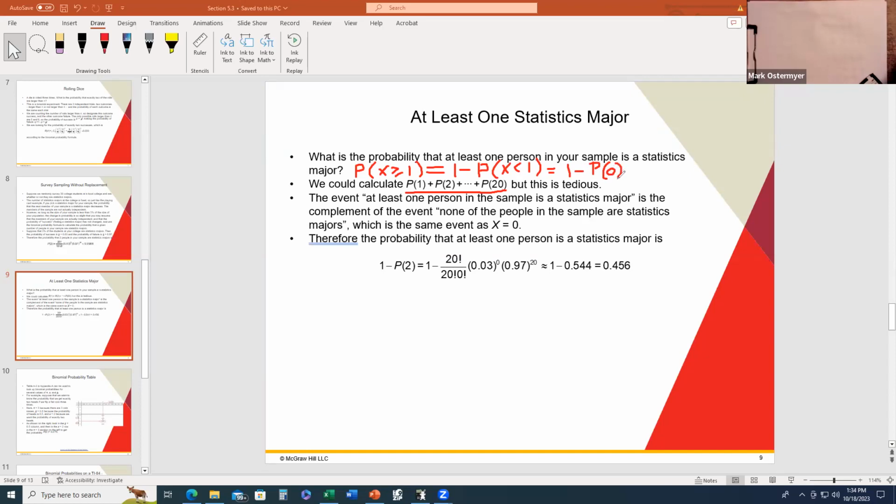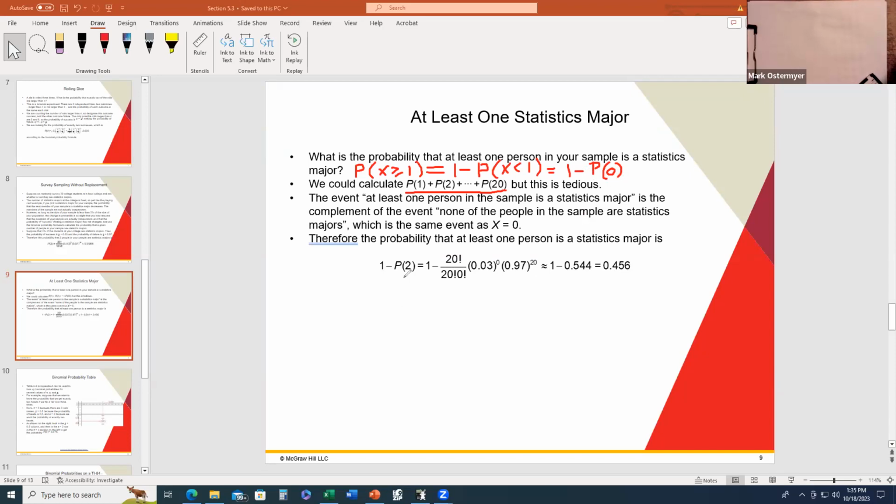So then instead of adding together 20 different probabilities and using our binomial PDF function 20 different times in our calculator, the easier way is to use the complementary probability rule, which is to say that it's just going to be 1 minus the probability of having what? No successes. In other words, 1 minus the probability of not selecting any stats majors of the 20 students that we randomly select.